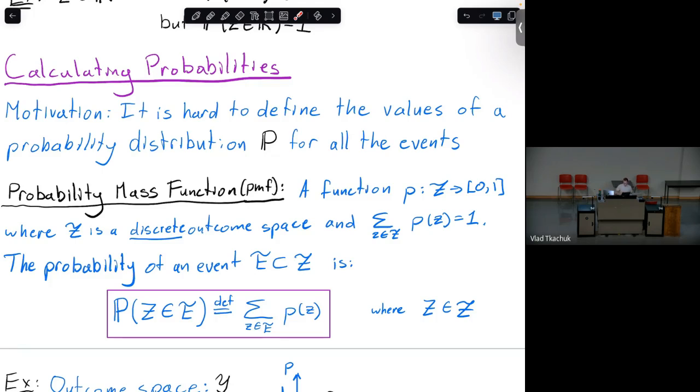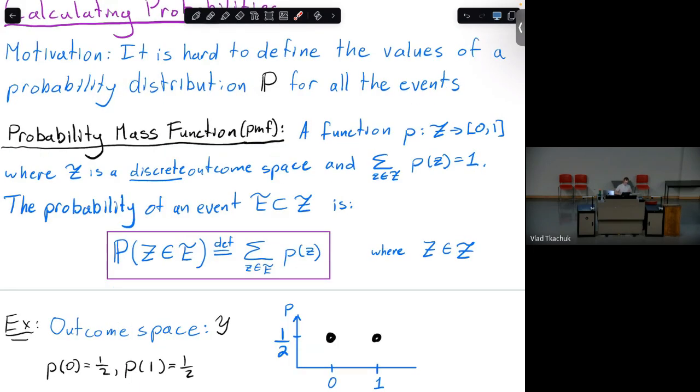Notice how this is now going to be denoted by a little p without the double bar. It takes as input elements of the outcome space, right? It does not take events as inputs. It just takes elements of the outcome space. And here's the definition you need to know. Probability mass functions are for discrete outcome spaces, and so for discrete random variables.